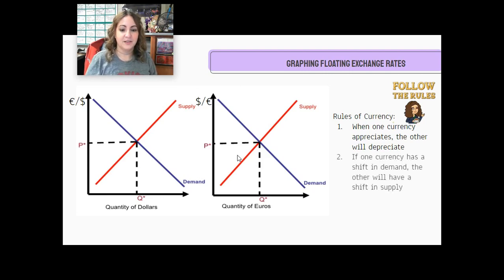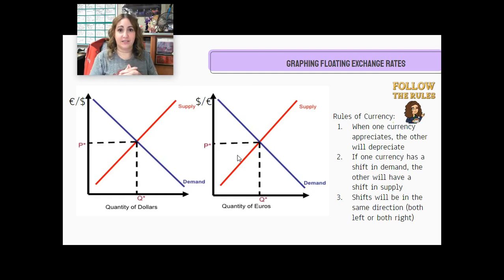That's one rule. The second rule is if one currency has a shift in demand, the other currency will shift supply. So you'll never have a dollar and a euro graph both having shifts of demand or both having shifts of supply. One will have a supply shift, one will have a demand shift. You don't know which one, but it's never going to be both demand or both supply. And the last rule is the shifts will always be in the same direction. Different lines. One has a shift of demand while the other graph has a shift of supply, but the shifts will be in the same direction. They'll both be going left or they'll both be going right. So same direction, different lines. One appreciates, one depreciates, and that's the rules.